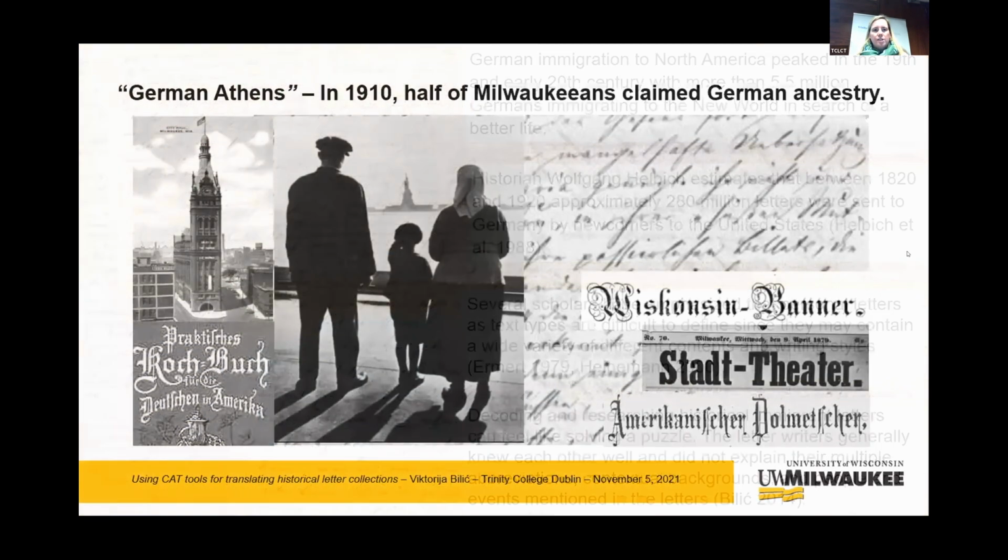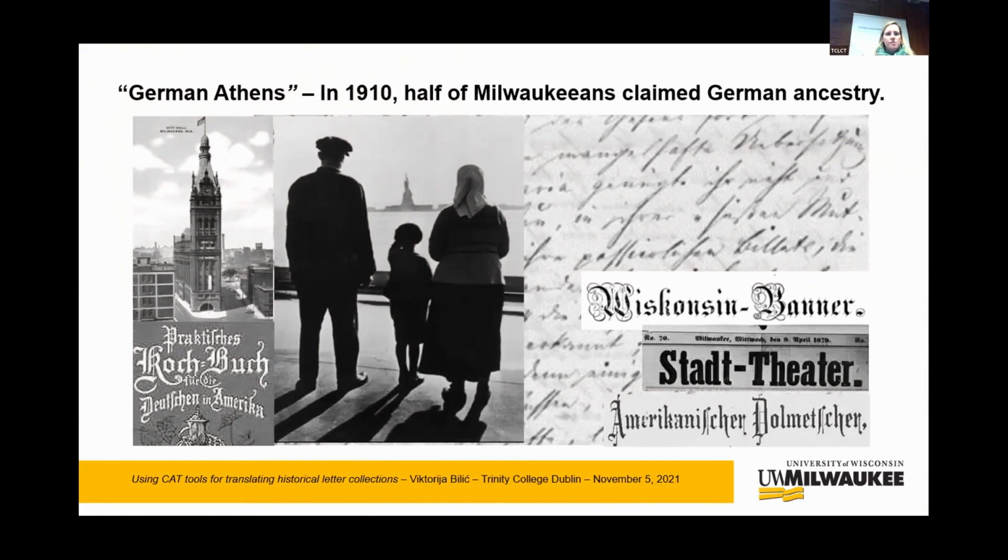Milwaukee, where I teach now, is known as German Athens, or auf Deutsch, Deutsch Athen. And in 1910, half of Milwaukeeans claimed German ancestry. This is just an impression of what is there.